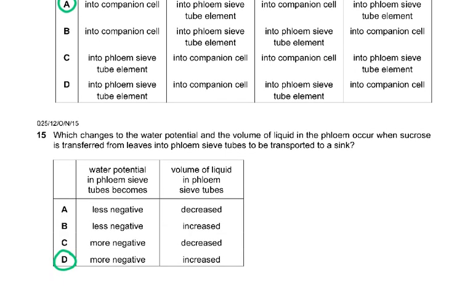Then question 15. Which changes to the water potential and the volume of liquid in the phloem occur when sucrose is transferred from leaves into phloem sieve to be transported to the sink? So naturally, we've done this in a previous question, it was amino acids. So sucrose, when it's loaded, of course, will make the water potential more negative, and this will result in more water entering, and of course, the volume will increase. Same questions come again.